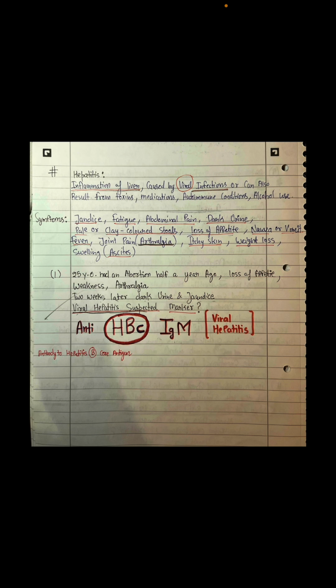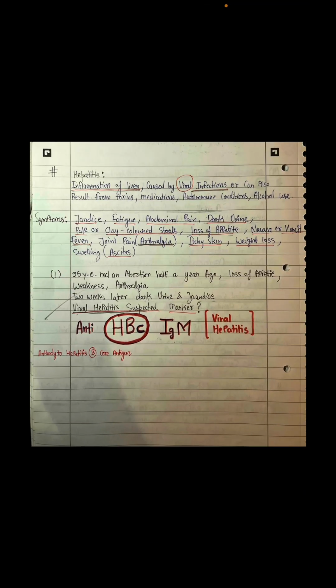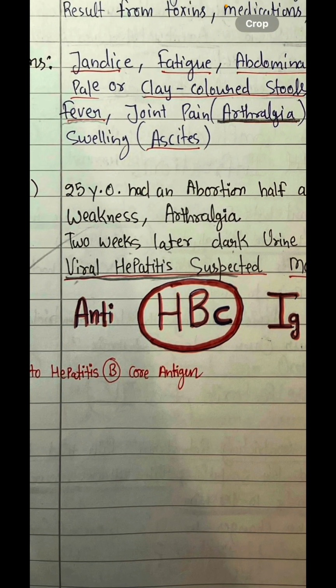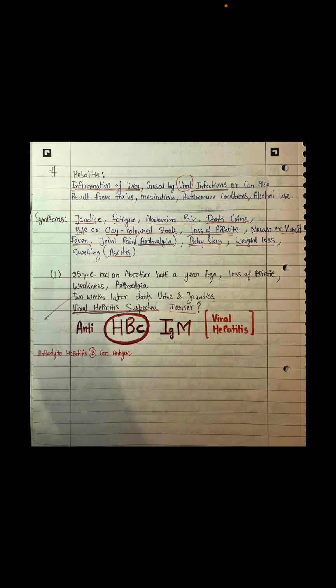So you have to remember the marker of hepatitis, first of all, IgM, which we talked about in the video about the immunoglobulins. IgM is the recent marker, like the infection has recently happened. So what we are going to see in the patient will be antibodies to hepatitis B core antigen. This is HBC. So remember, in hepatitis B, antibodies against the core antigen.